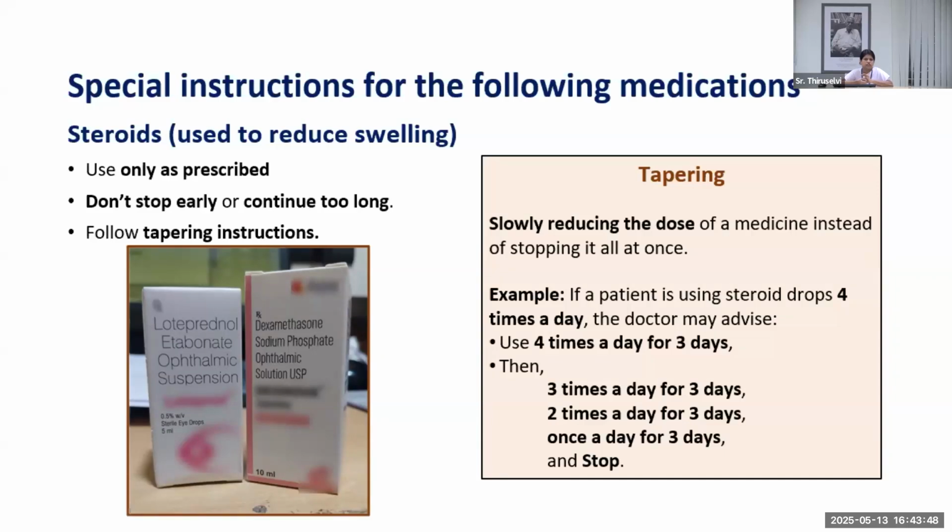Follow tapering instructions. Tapering means slowly reducing the dose of your medicine instead of stopping it all at once. For example, if a patient is using steroid drops 4 times a day, the doctor may advise using 4 times a day for 3 days, then 3 times a day for 3 days, then 2 times a day for 3 days, once a day for 3 days, and then stop.